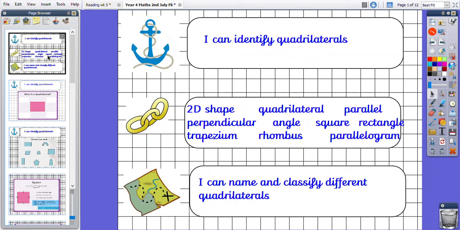Good morning, Year 4. Today we're going to continue looking at 2D shapes and we're moving on to quadrilaterals. So we are going to name and classify quadrilaterals today for our destination, and our anchor task is to identify them. And we have some new vocabulary in the middle here.